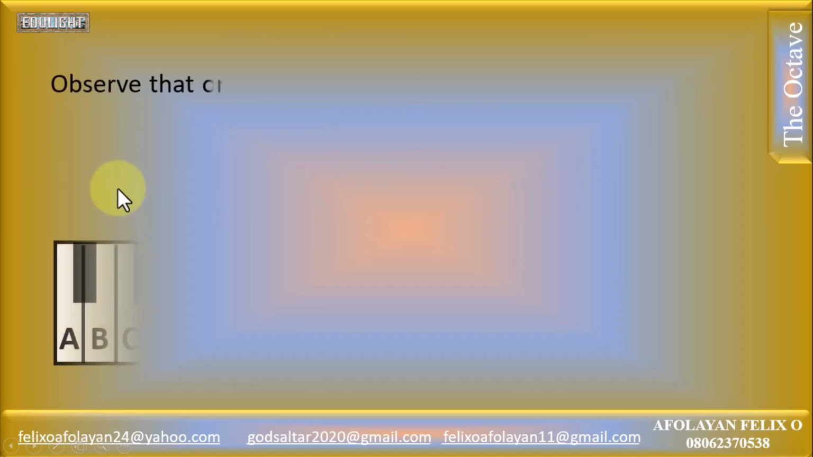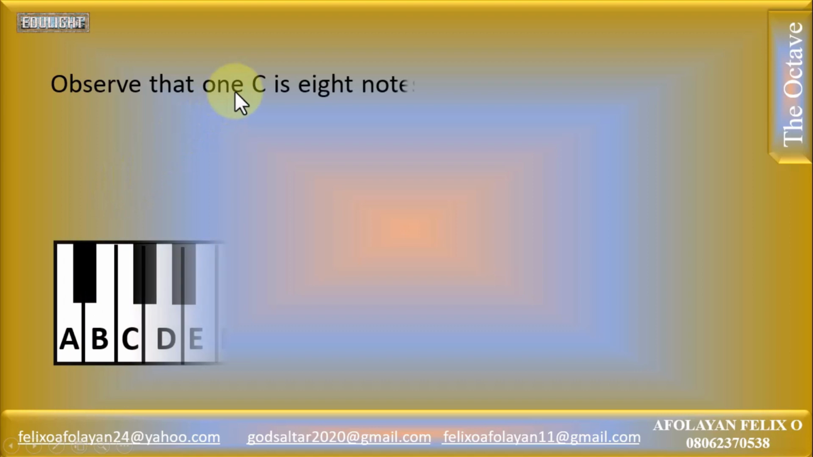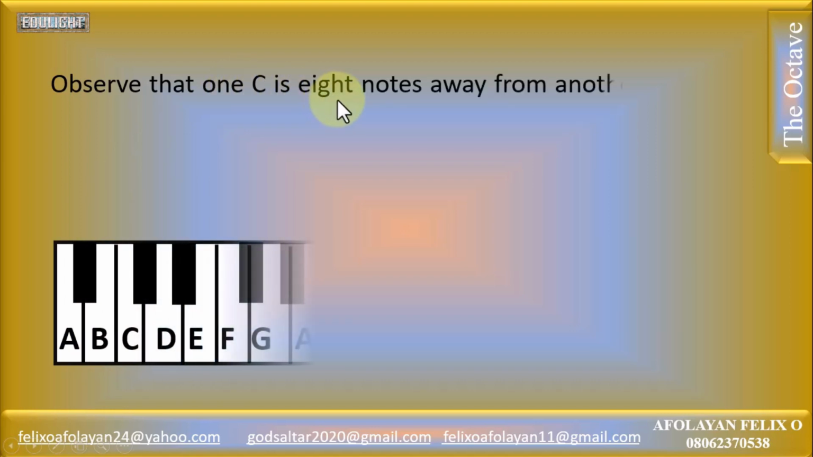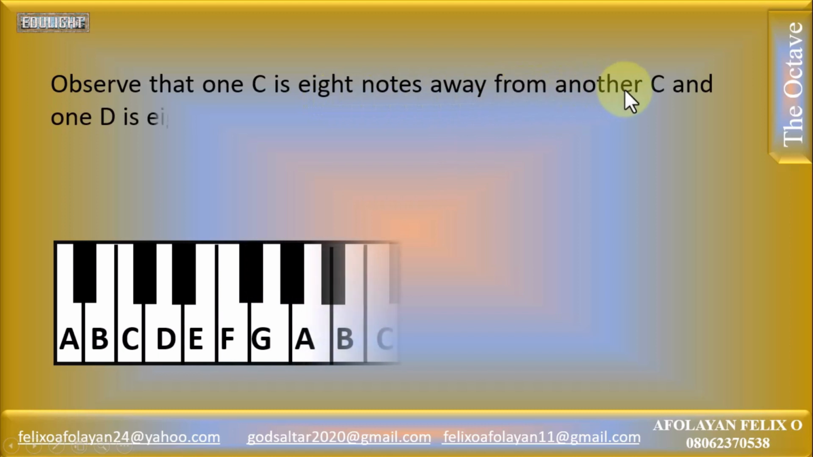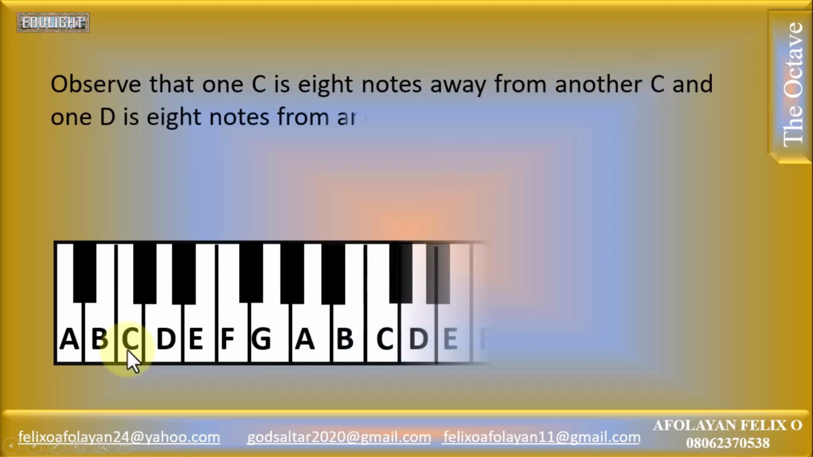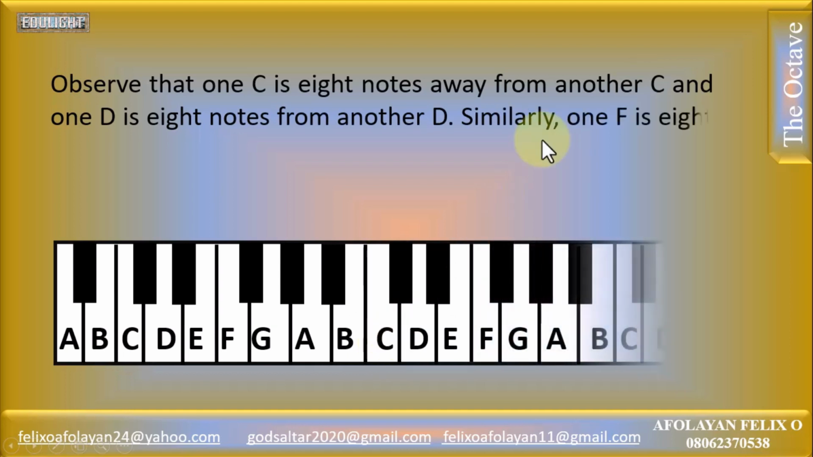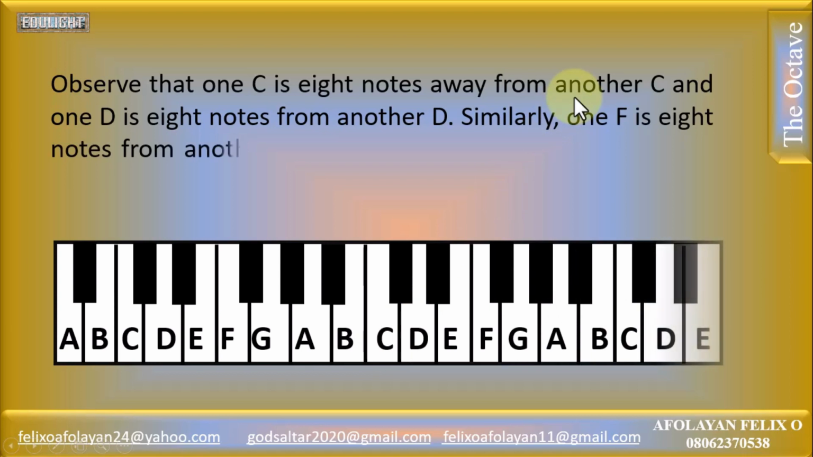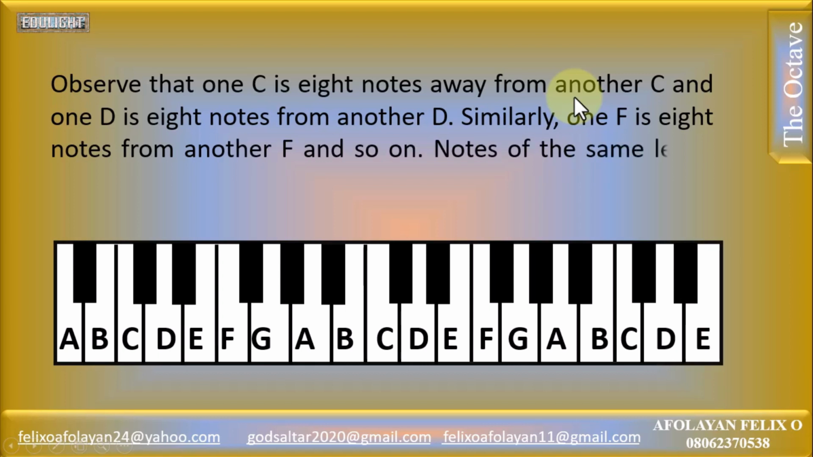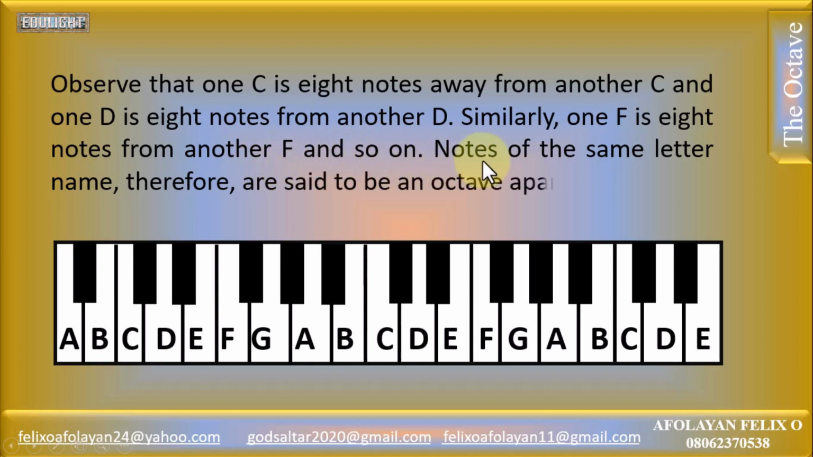Observe that one C is 8 notes away from another C. So a C like this to this one is 8, since there are 7 alphabets, so this is 8. One D is 8 notes from another D. Similarly, one F is 8 notes from another F, and so on. Notes of the same letter name, therefore, are said to be an octave apart.